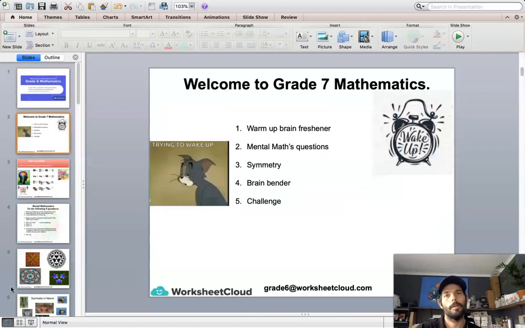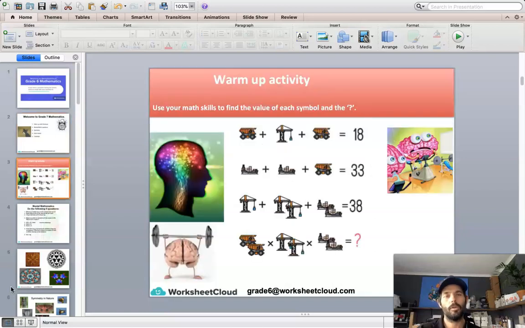Today we're going to be looking at symmetry, and more specifically reflective symmetry or line symmetry. And then on either side of that, we've got our normal warm-ups, mental questions, and finishes. Okay, so your warm-up for today is to find out the value of those construction symbols, and then the question mark at the end.